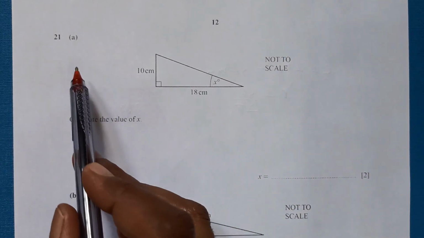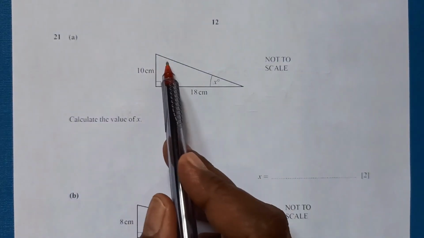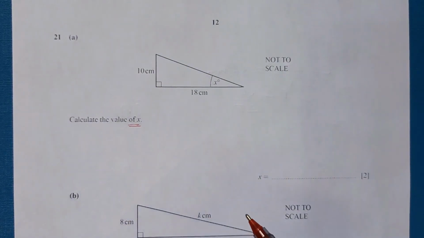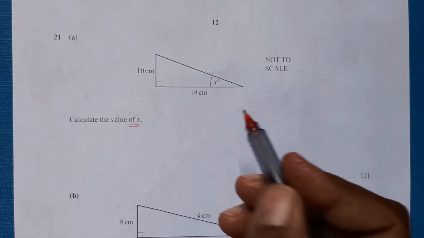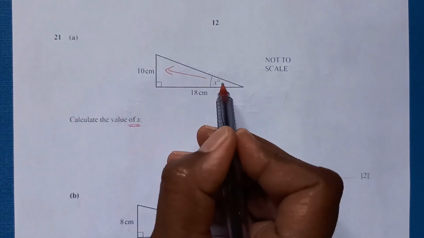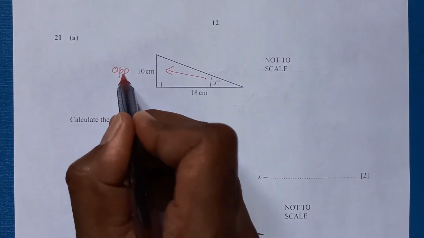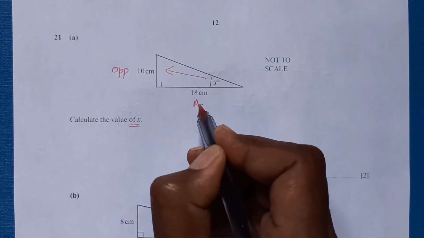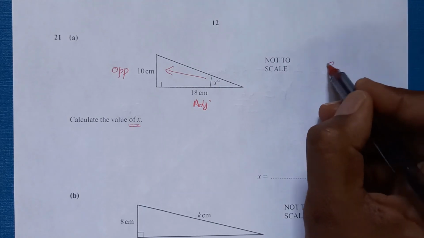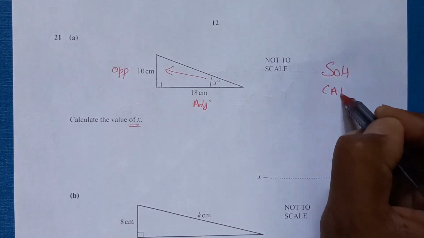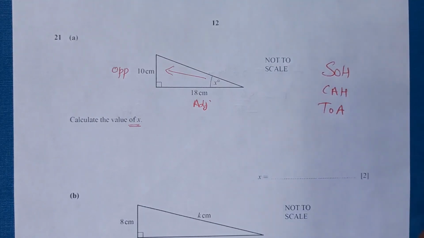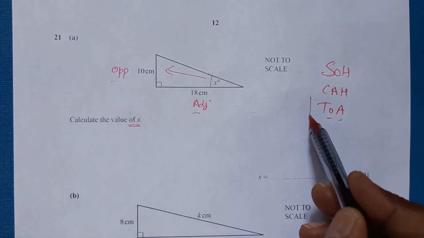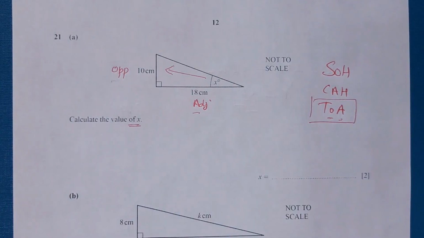Question 21, part A. We are given this triangle here. This is angle x. Two sides are given. Calculate the value of x. So we need to use trigonometry here. This is the side opposite to the angle, and this is beside the angle, so this is adjacent. So we have the formula SOHCAHTOA. What is given to us? We have opposite and adjacent. So we are going to use tangent theta here.